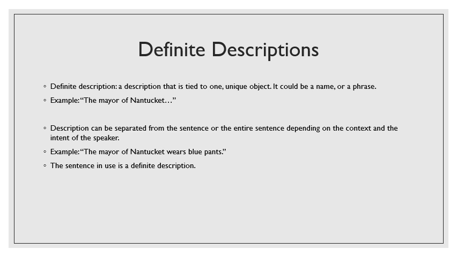It's also important to note that a definite description can be separated from a sentence or be the entire sentence, depending on the context and the intent of the speaker. For example, the mayor of Nantucket wears blue pants. That entire sentence itself can be a definite description. The mayor of Nantucket can be pulled out as a definite description depending on the context of the situation and the speaker.